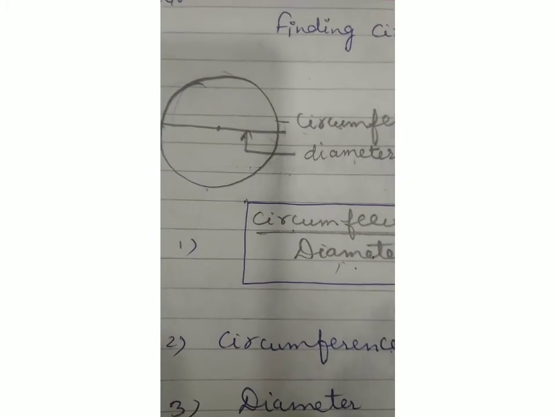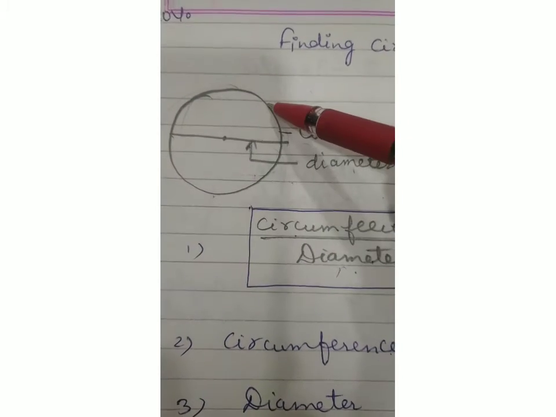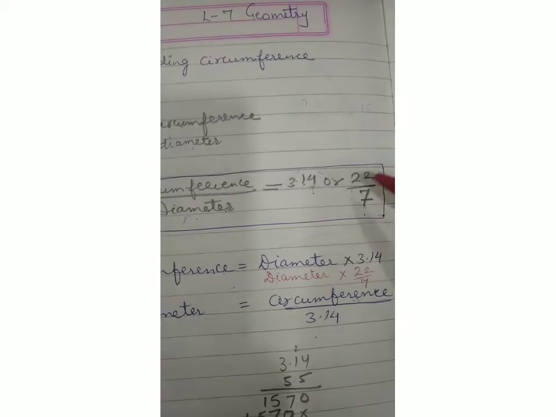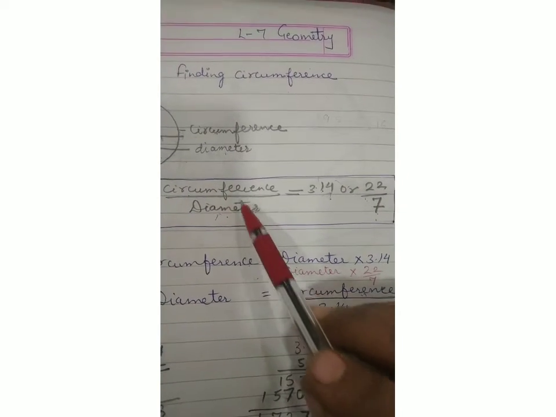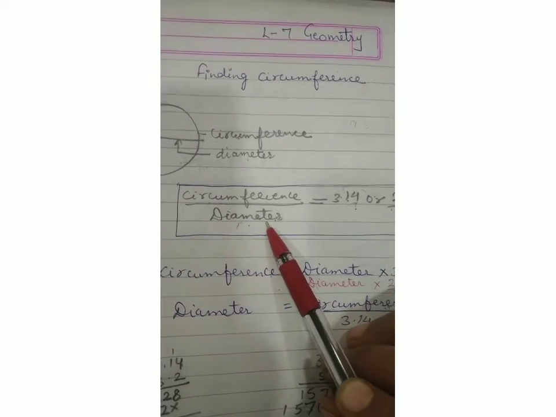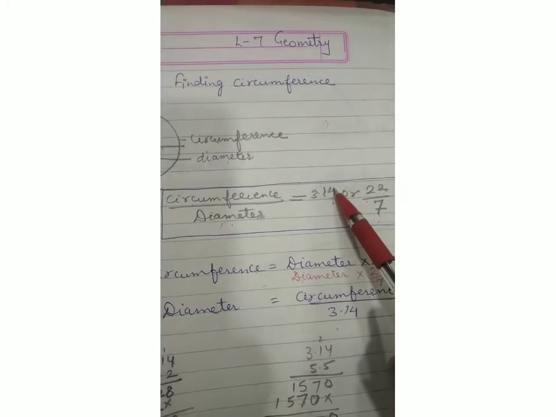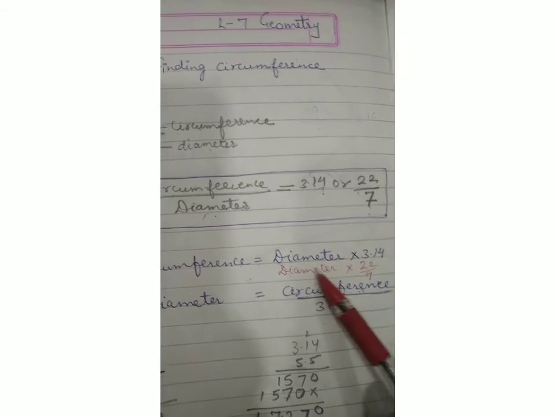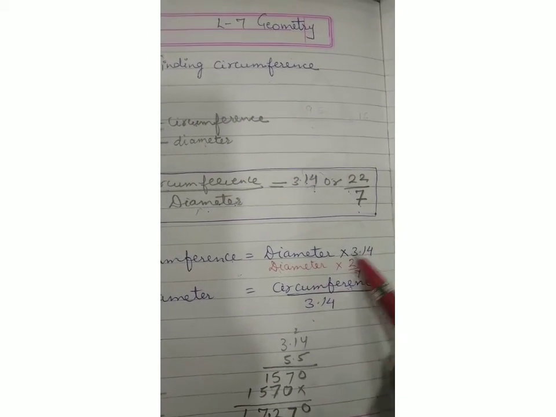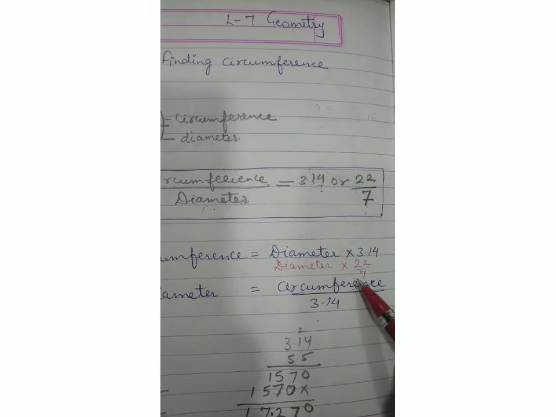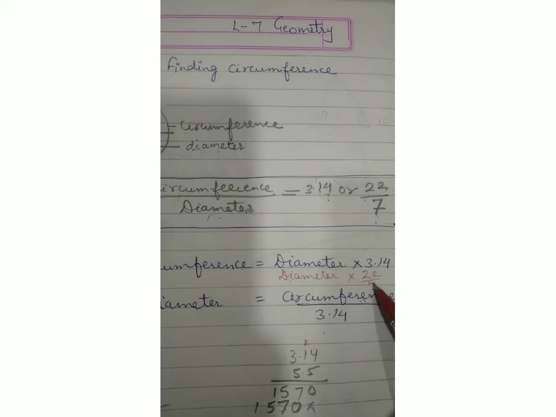Okay. So after getting this relationship, we got a formula that circumference divided by diameter, we get 3.14 or 22 upon 7. This is the relationship between the circumference and diameter. So, if we want to find out the circumference, the diameter will go on the right hand side. So, this will become diameter multiplied by 3.14 or diameter multiplied by 22 upon 7. We can take it as per our convenience.